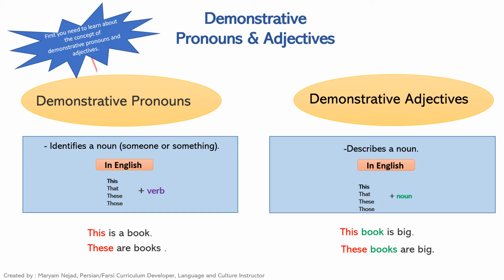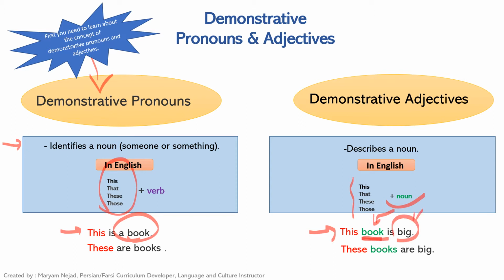So demonstrative pronouns, as you can see here, are trying to identify someone or something. So this demonstrative here is trying to identify, like in this example, a book, like an entity. But on the other side, demonstrative adjectives are demonstratives that are trying to describe a noun. So in this case, like this book is big. So we have the noun and then we have an adjective, and the noun comes right after the demonstrative. So now in this lesson, we are going to start with learning about the demonstrative pronouns in Farsi.